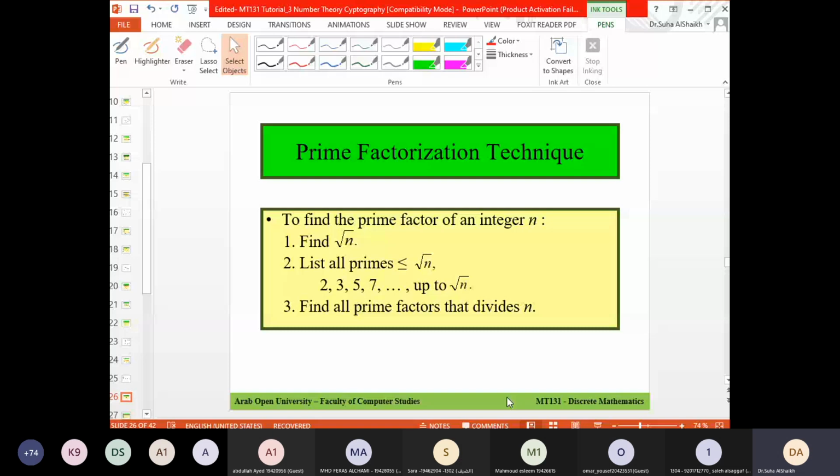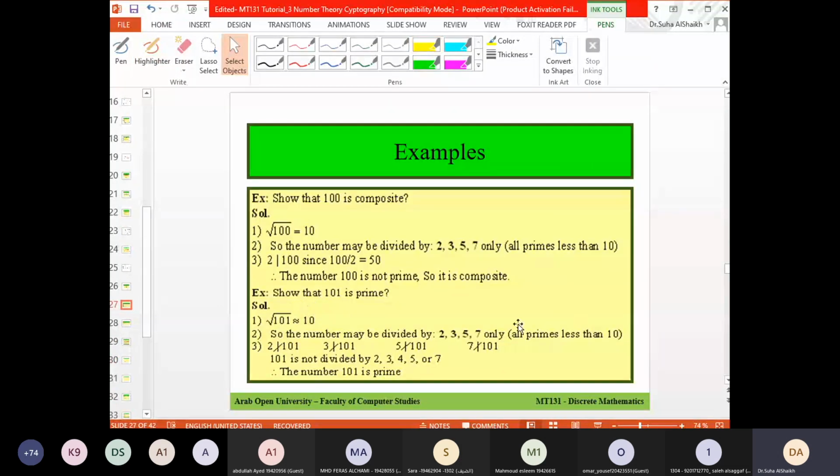So this is the technique. Step number 1, find the root of n. Step number 2, list all the primes that are less than the root that you have. Step number 3, find all the prime factors that divide your number n. So هنا معطيكم examples for the 100.